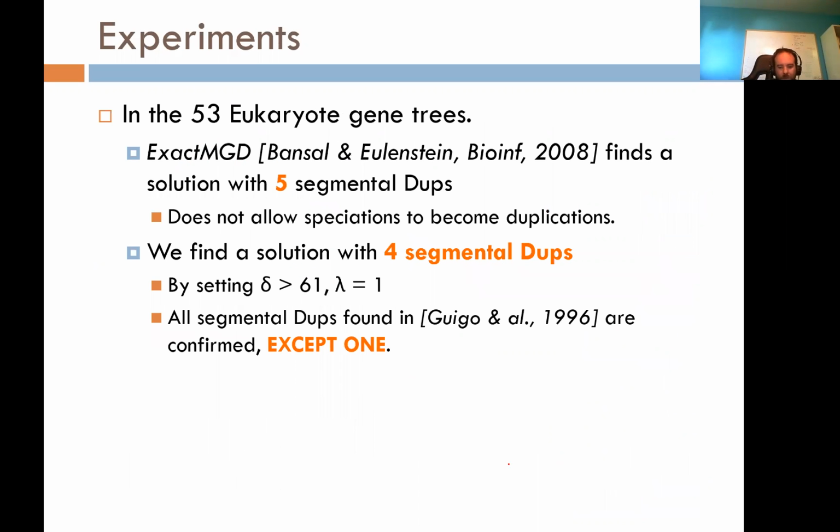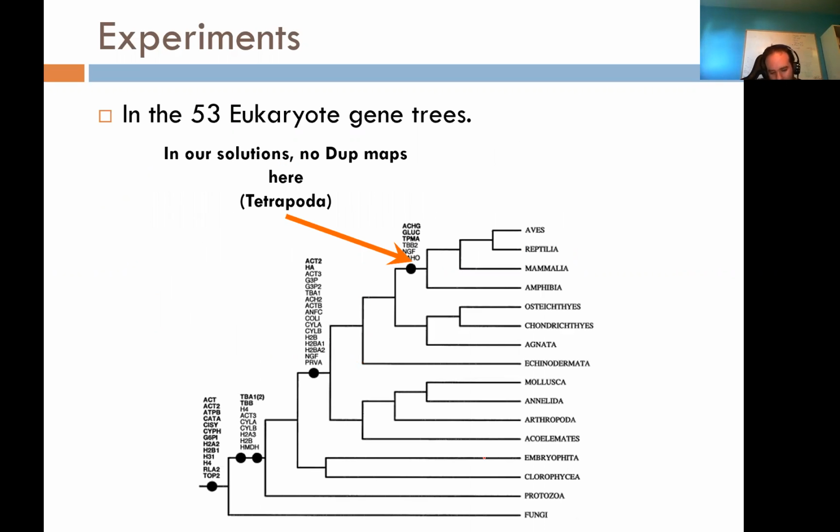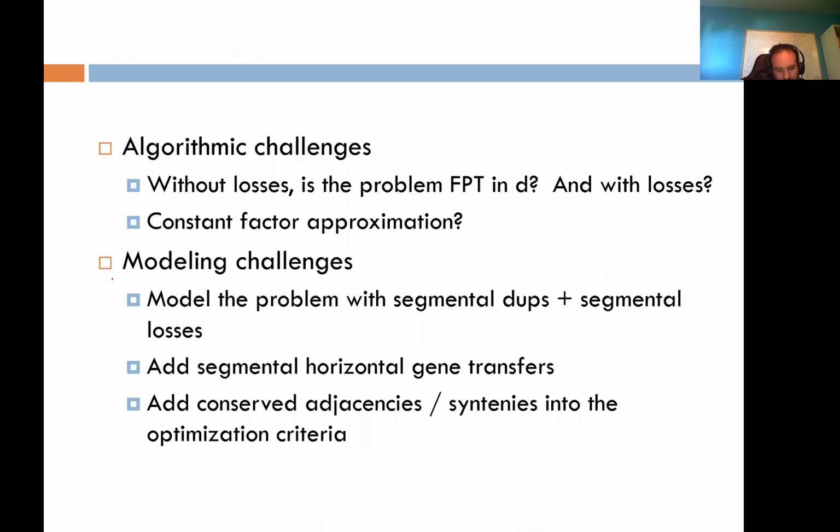We also ran some other experiments, but I'll go quickly over this. In a nutshell, another implementation for the same problem found 5 segmental duplications, whereas we found 4 with a large gap in the cost. And that duplication that the others found and that we did not was this one. And that might give us an indication that this might not have been a segmental whole genome duplication. Maybe it was, maybe not. It just gives us some more hypotheses to work with. Okay, so these were the experiments.